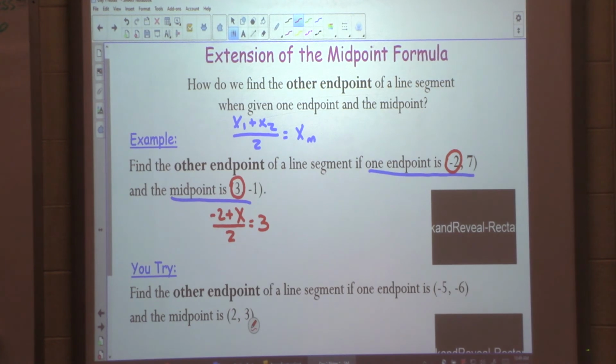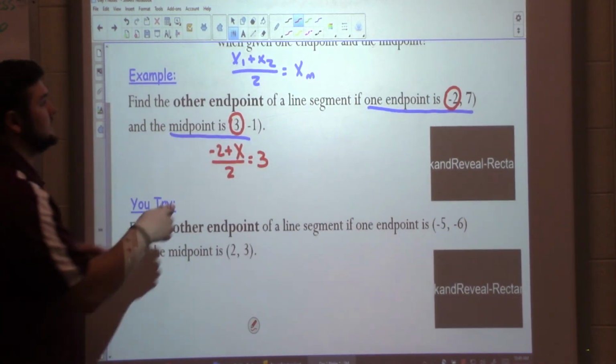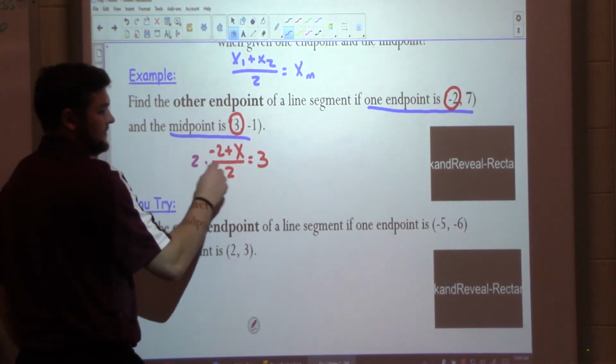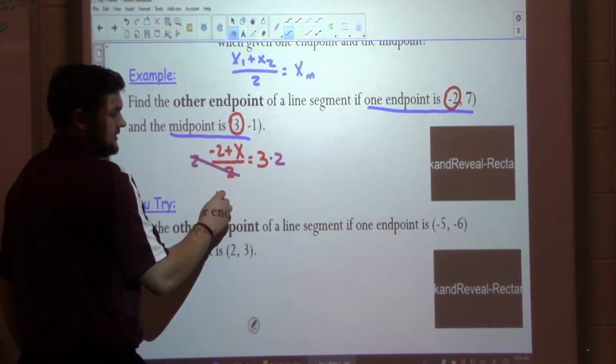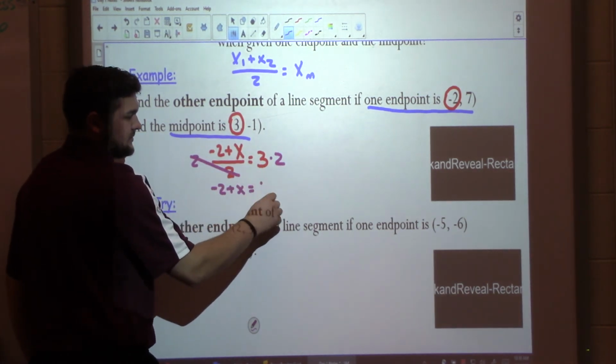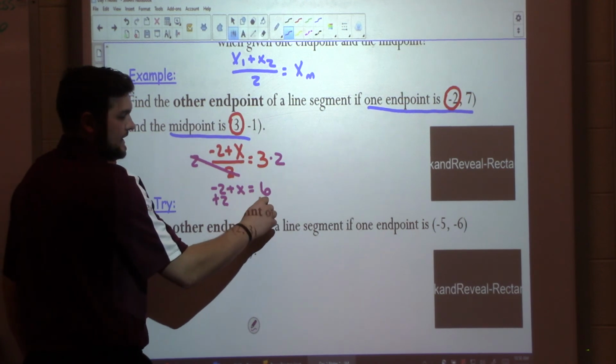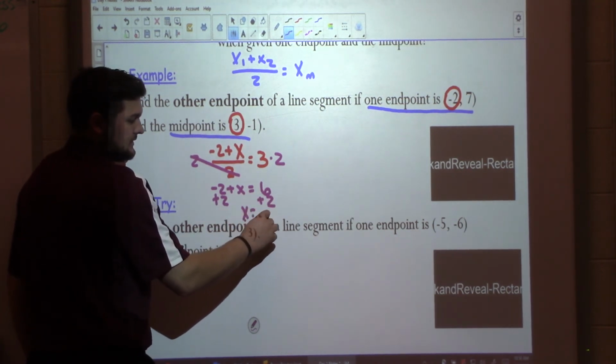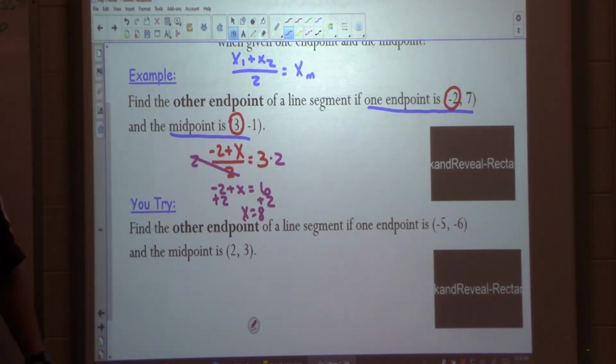So all I do is plug those in, and now all I'm going to do is solve for x. I'm going to multiply by 2. Negative 2 plus x equals 6. And I'm going to add 2. I get x equals 8. So the x for my other endpoint is going to be 8.